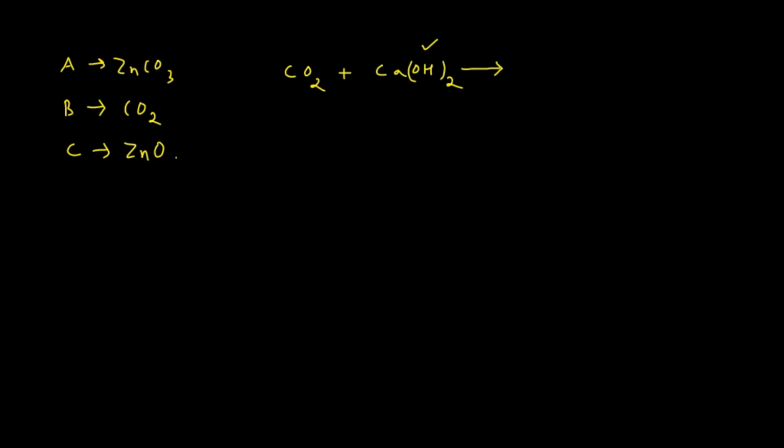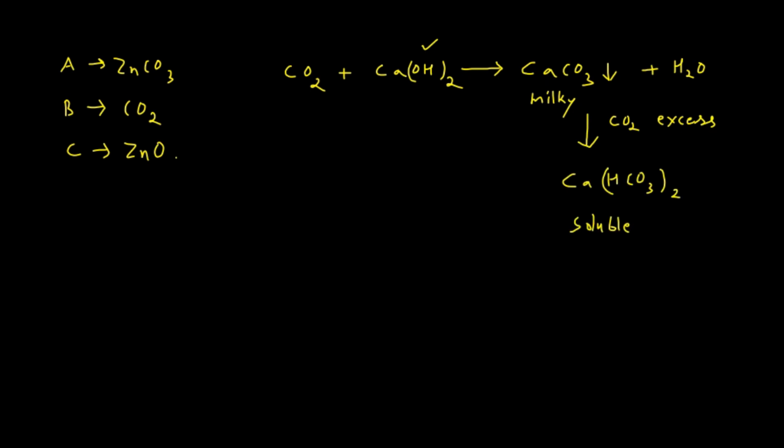And why does this lime water become milky? Insoluble white precipitate of calcium carbonate gives the milky appearance to the solution. And if you want to balance the reaction, if you pass excess CO2, then calcium bicarbonate will form, and this is soluble, thus the white color disappears. So this is the first part of the problem.